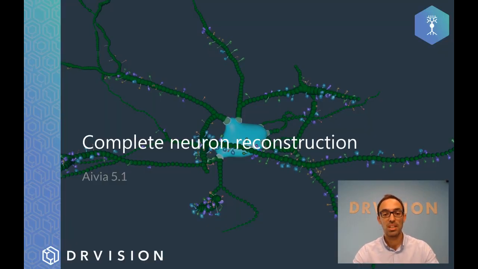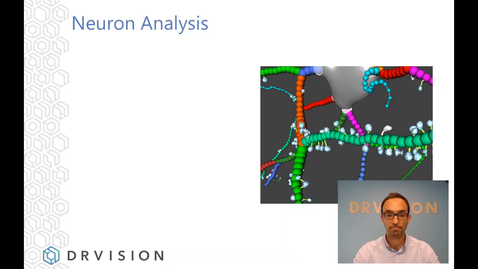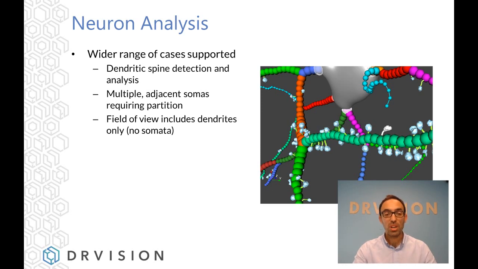So first of all, the neuron reconstruction portion. We now cover a wider range of cases. And so the wider range includes detecting automatically the spines. Previously, with Aivia version 5, which we launched about a month or two ago, we could detect the dendrites, and now we can detect the dendrites and the spines, which is new.